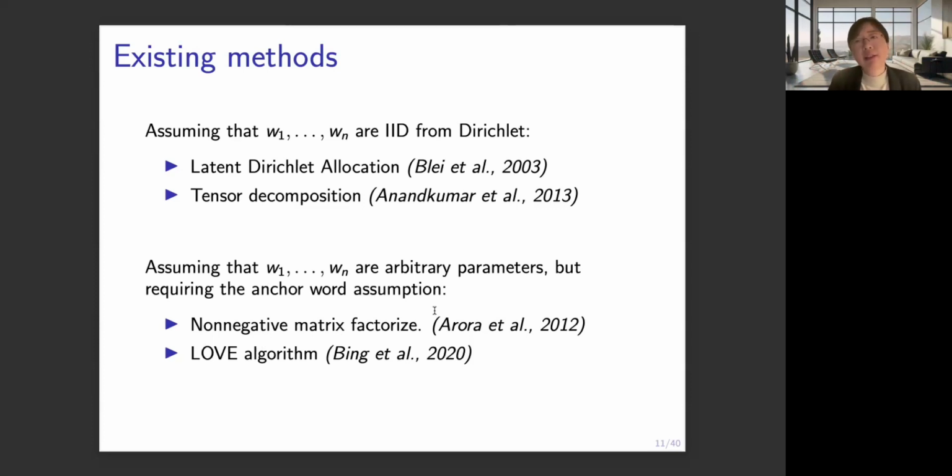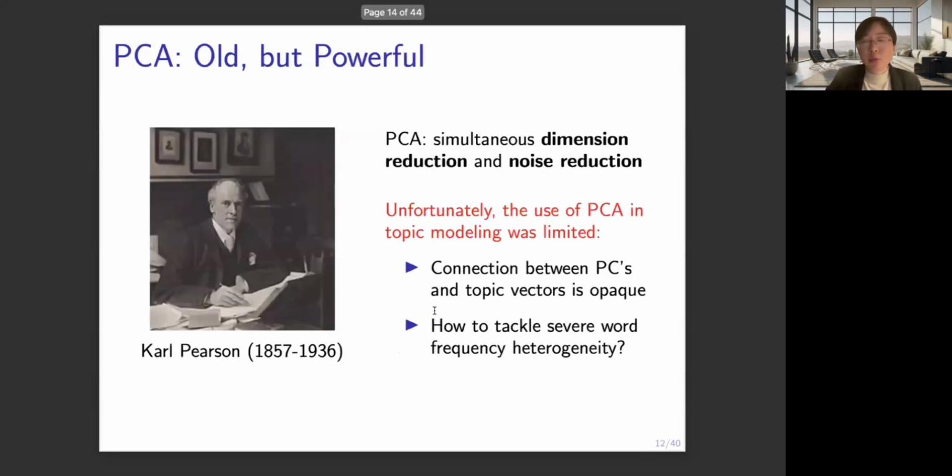Given this literature, what's the contribution of my work? When I started to learn topic modeling, one thing that really surprised me is that almost no one used principal component analysis. As a statisticians, whenever we know there is a low rank structure behind the data matrix, our first reaction is that we want to use PCA. At least it's very fast because it's a huge dimension reduction. But why didn't people use PCA?